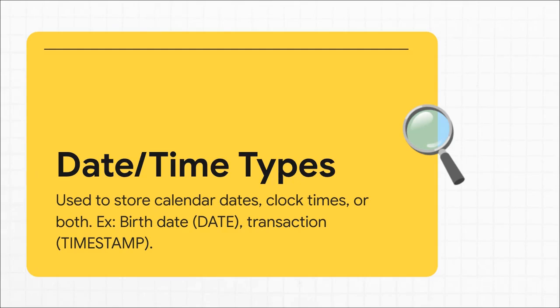And of course, we always need to know when something happened, right? That's where date and time data types come in. They are built for just that. You can store just the date, like for a birthday, or you can store a complete timestamp, which captures the date and the exact time down to the second. That's super important for things like financial transactions.